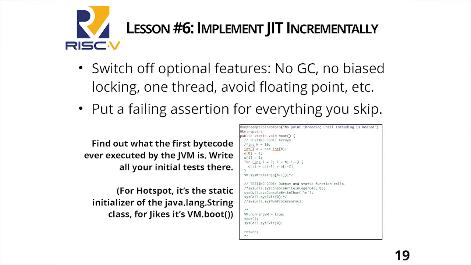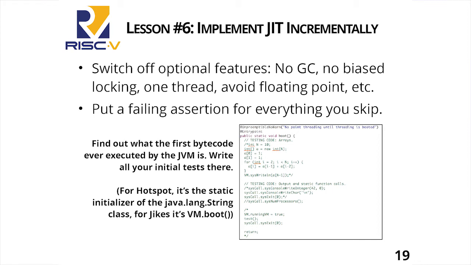Now that you have the debug infrastructure in place, the next step is really to start implementing the entire JIT. It actually turns out that in order to even get a Hello World program to run, you need to support basically all features of Java, or like 95% of features or so. So it is much better to do this incrementally than to try to port the entire JIT and then try to get it to work. To do this incrementally, the strategy that worked well for us was to first, of course, switch off all the optional features like GC or bias locking or running on multiple threads, but then also to really find the first point where Java bytecode is getting executed.